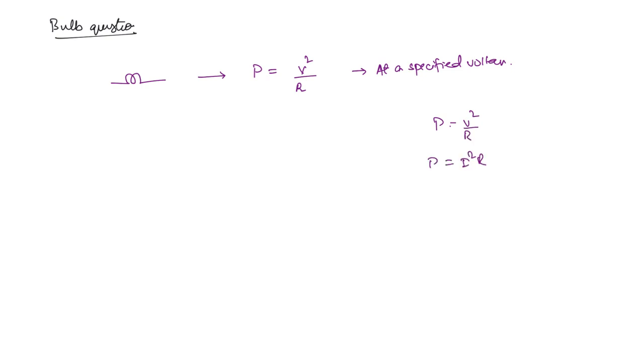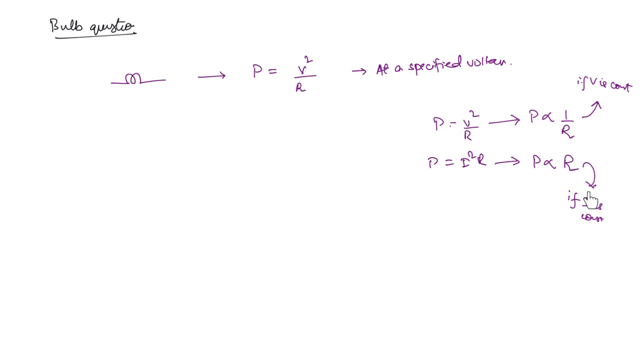Both are correct. But when voltage is constant, then P is inversely proportional to resistance, and in this case power is directly proportional to resistance. So the only difference is power will be inversely proportional to resistance if V is constant, and this will be the case if I is constant. In the first case I will be varying. So that's why I square R will not be valid in this condition when V is constant.